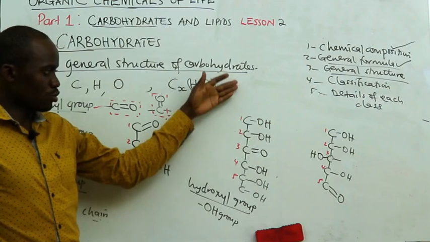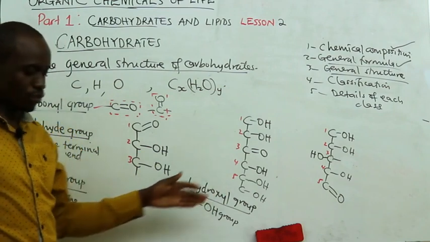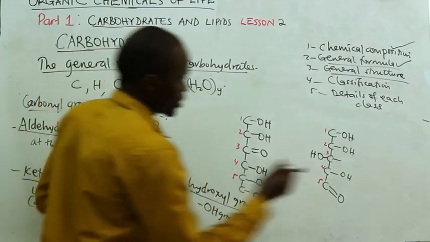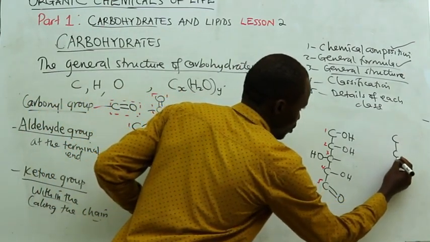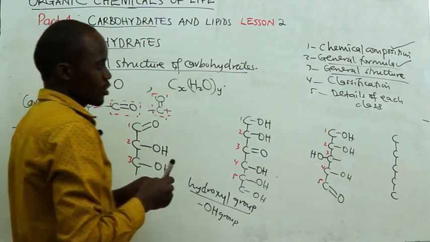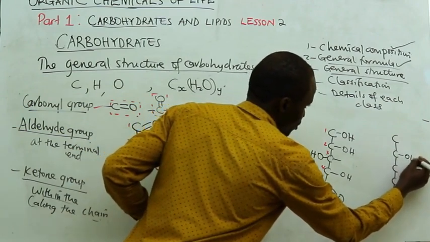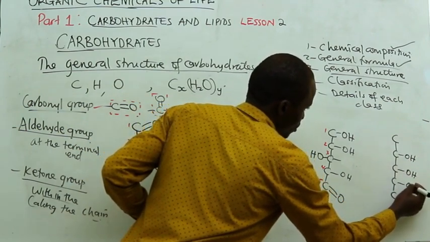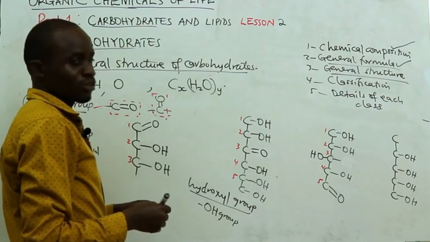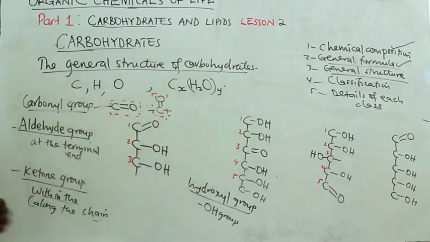So it means that when you're drawing the structure of the carbohydrate, the first thing you do is draw the linear chain of carbon atoms. Then after drawing the linear chain of carbon atoms, you make sure that each carbon atom has OH, except only one. Then the one which does not have OH, you make it form the carbonyl group.